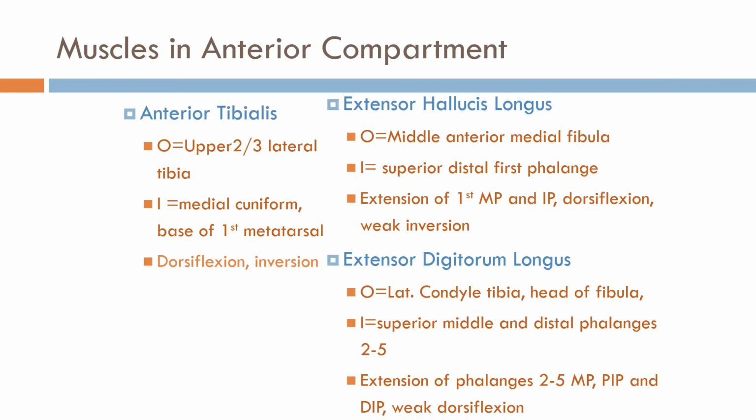Okay, so the muscles in the anterior compartment. So here's all the muscles in the anterior compartment along with their origin, insertion, and action. Okay, so you have the tibialis anterior, the anterior tibialis, the extensor hallucis longus, and the extensor digitorum longus. Okay, so you see the origin and insertion up there. You're also noting what type of movement they have. I'm going to have some pictures on the next slide.